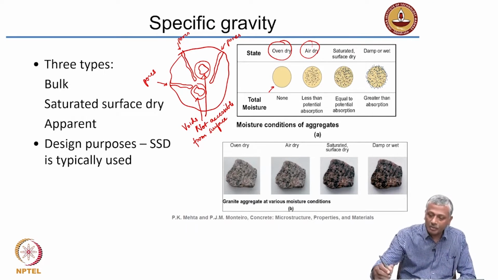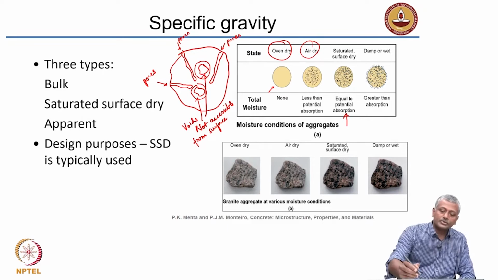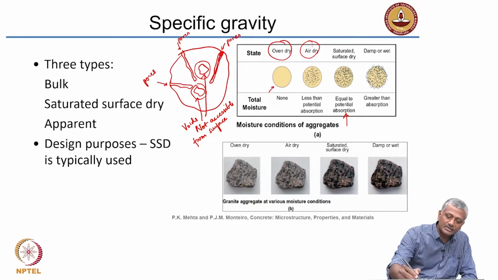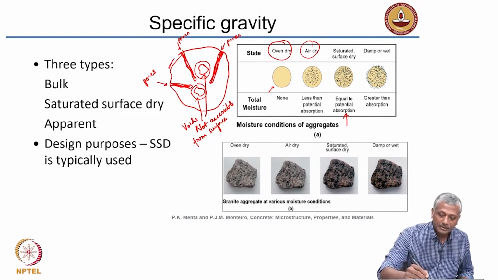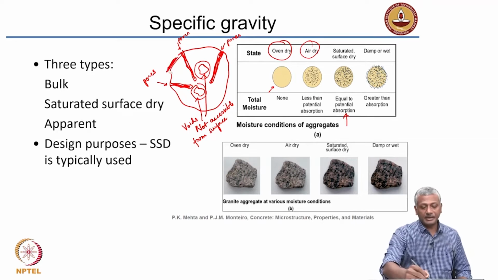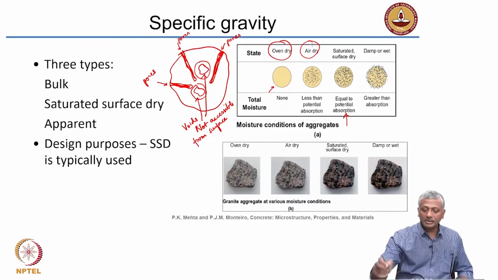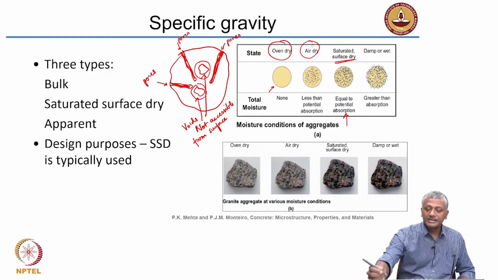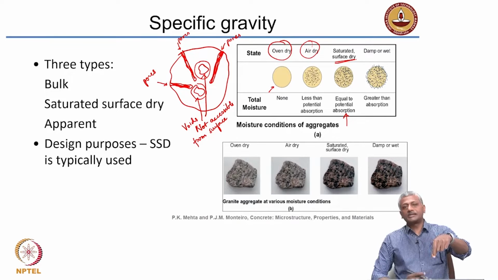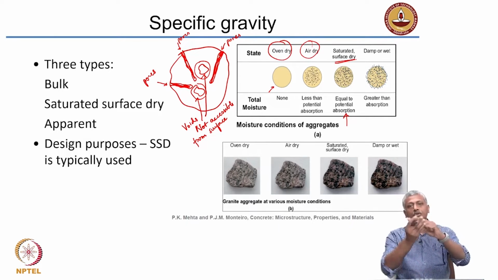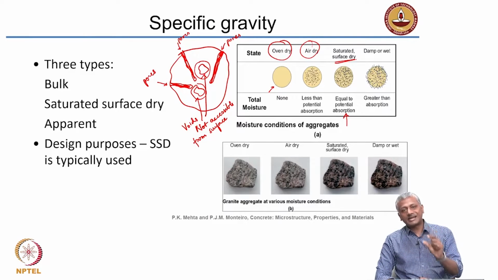So, at a given state, what may actually happen is all the pores that are exposed at the surface get filled up completely with water, and that is called a condition where the aggregate is saturated. But there is no water clinging to the surface of the aggregate. That is why we call it saturated surface dry condition. Take an aggregate, put it inside water for, let us say, 24 hours, take it out, use a towel to wipe the moisture from the surface, and then you get what is called a saturated surface dry aggregate.